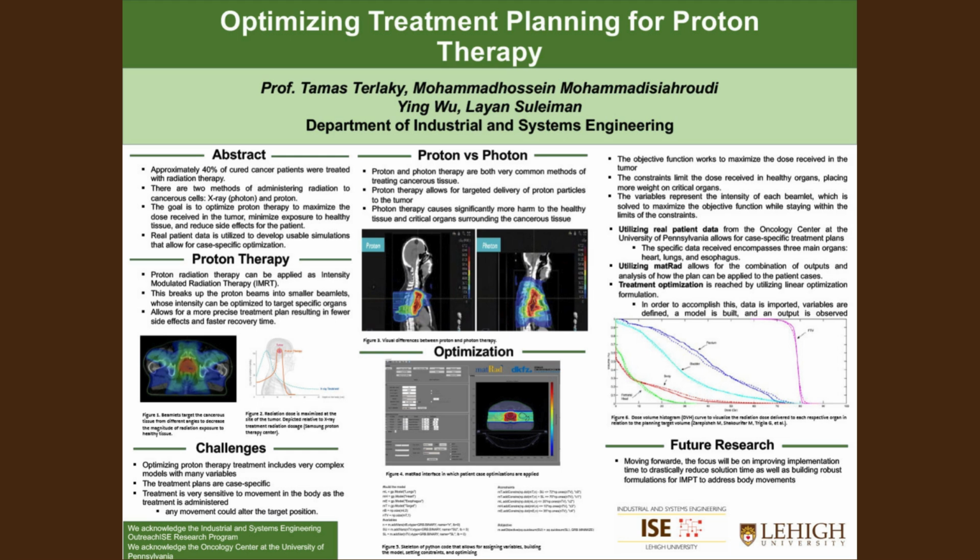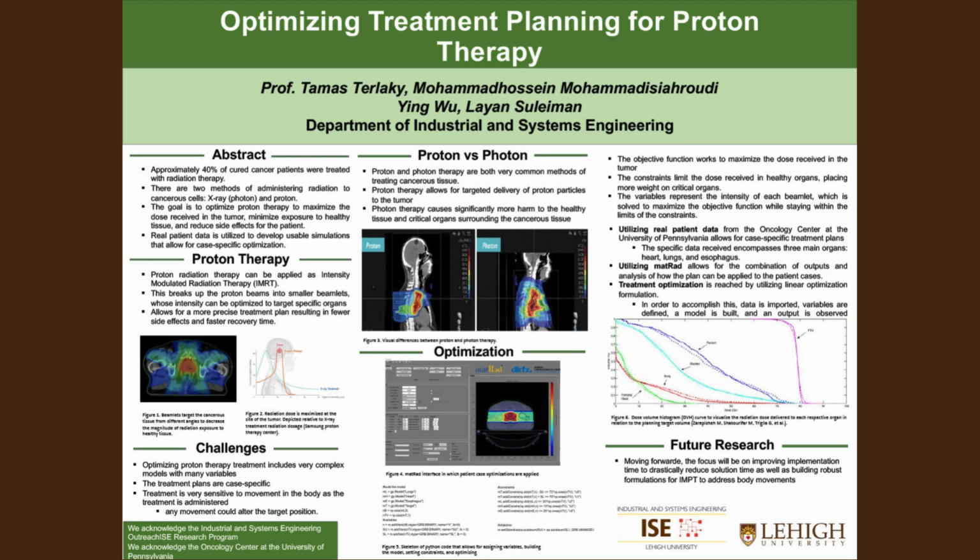There are two methods of administering this to cancerous cells. The first is X-ray or photon, and the second is proton. Proton therapy specifically is a type of radiation therapy that delivers proton beams to target cancerous tissue. The goal of optimizing this type of treatment is to maximize the dose received in the tumor, minimize exposure to healthy tissue, and reduce side effects for the patient.